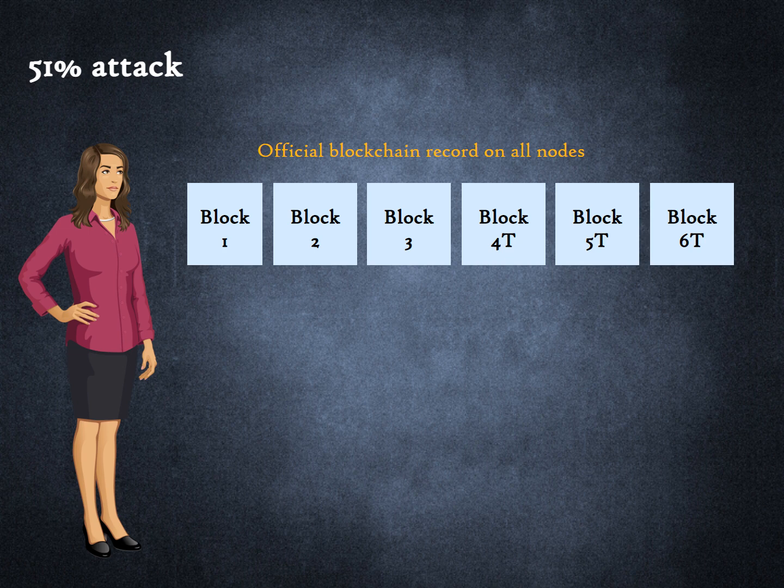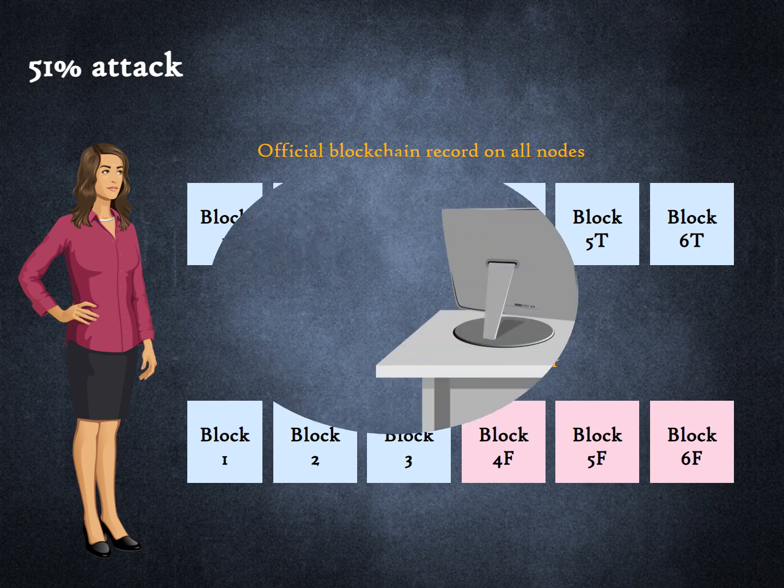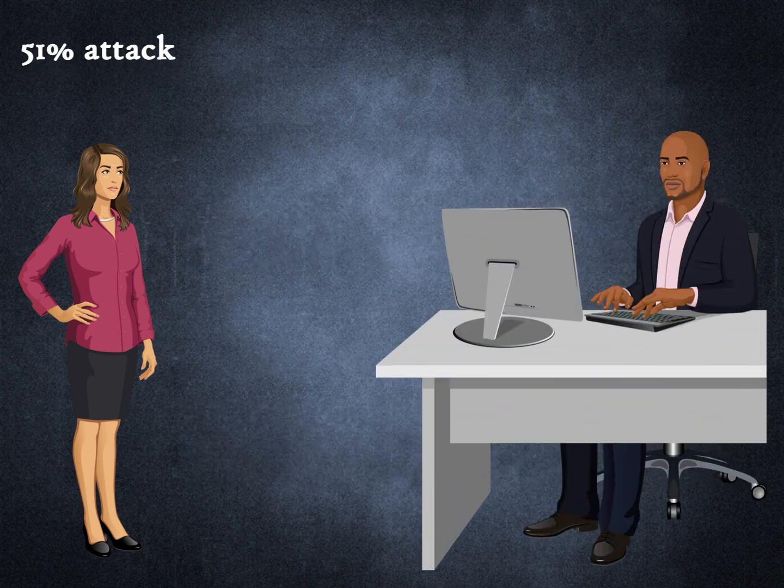However, simultaneously, Alice is mining shadow blocks. Block 5F, block 6F and so on. But she does not propagate the blocks to others. Bob sees that he has received 1 BTC in his account and he ships the jewelry to Alice. He sends Alice the FedEx tracking number. On checking the FedEx tracking number, Alice is able to confirm she will get the jewels next day.